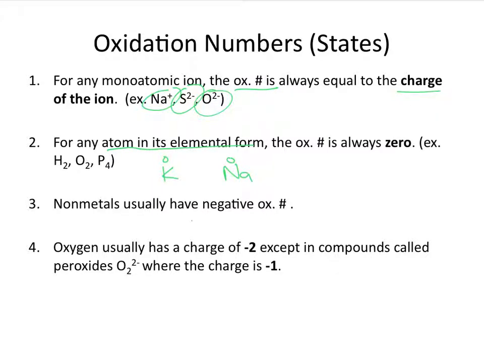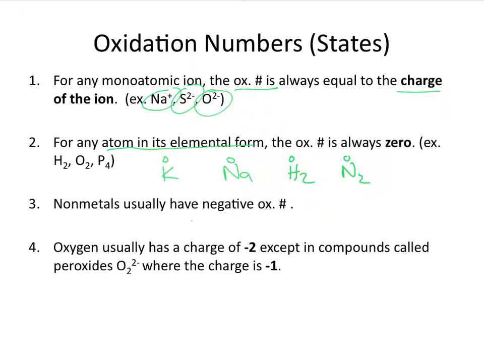Now, elements that occur in, let's say, a diatomic form, such as H2 or N2, are also still in their elemental form, so their oxidation numbers will still be 0. So please make sure that you remember those diatomics that you're supposed to be familiar with.